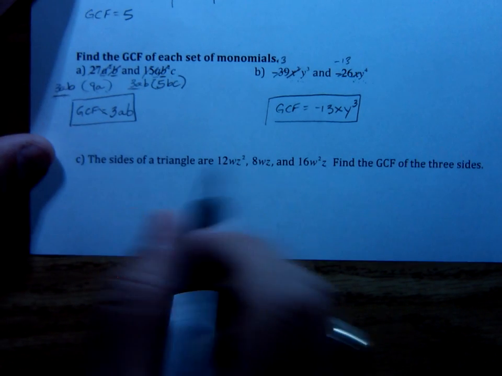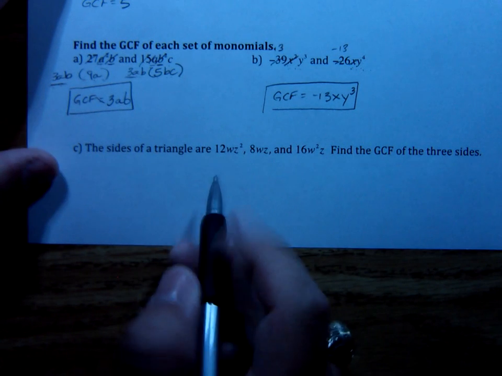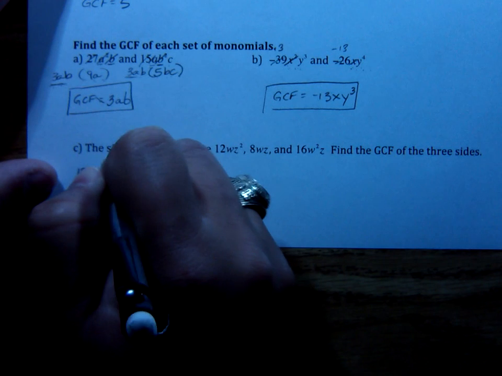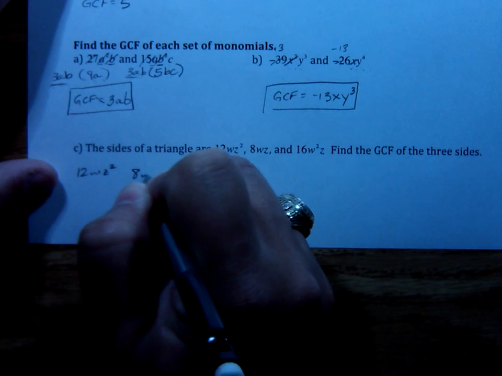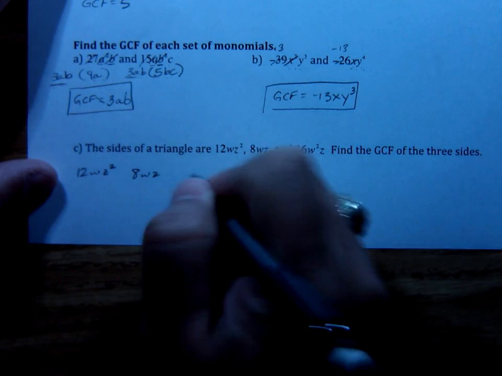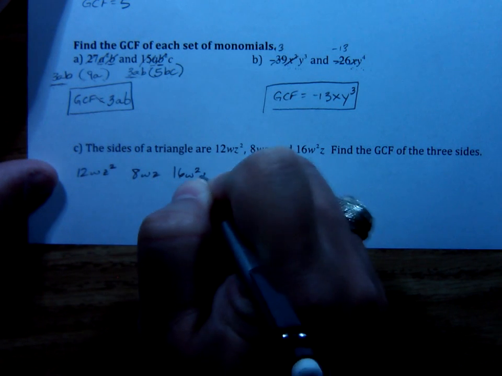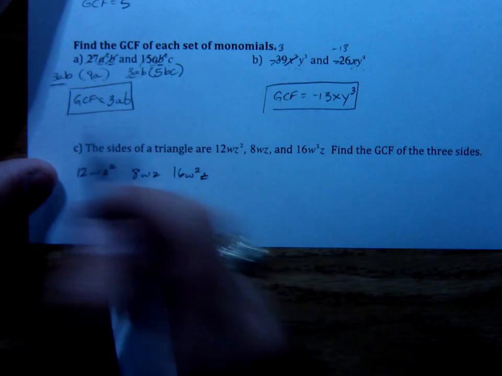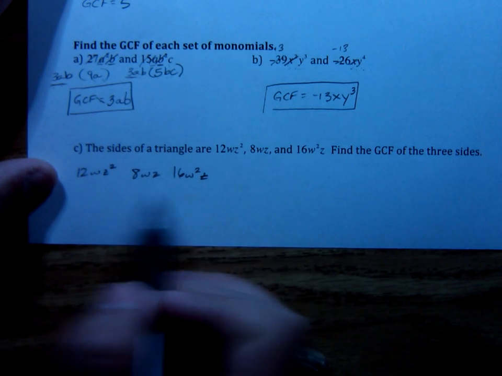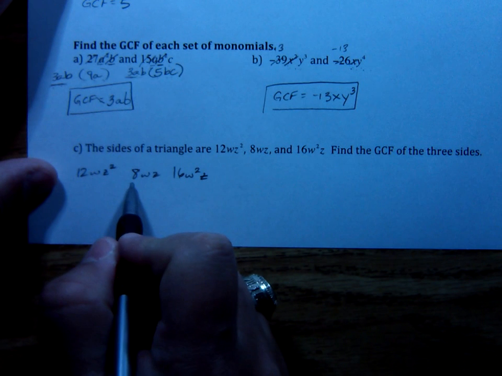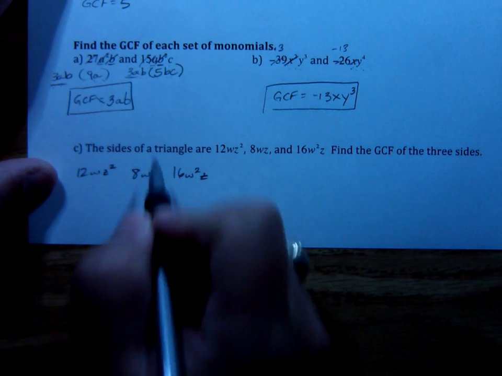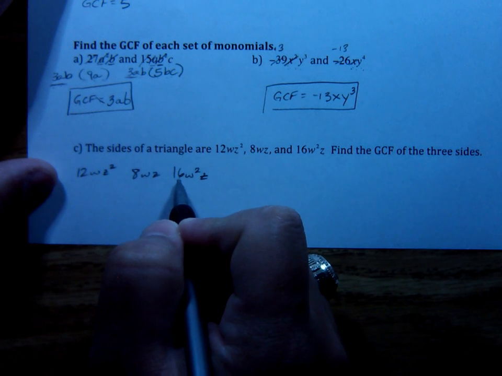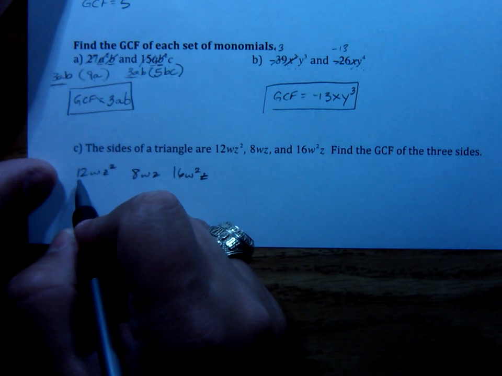And then finally, our last example says the sides of a triangle are 12wz squared, 8wz, and 16w squared z. This is find the greatest common factor of these 3 sides. Same thing we're doing up here. This time we have 3 different sides we're pulling from. Start with the smallest number. The greatest factor of the smallest number is 8, right? Does 8 go into 16? Yes. But does 8 go into 12? No. There's nothing times 8 that will make 12.